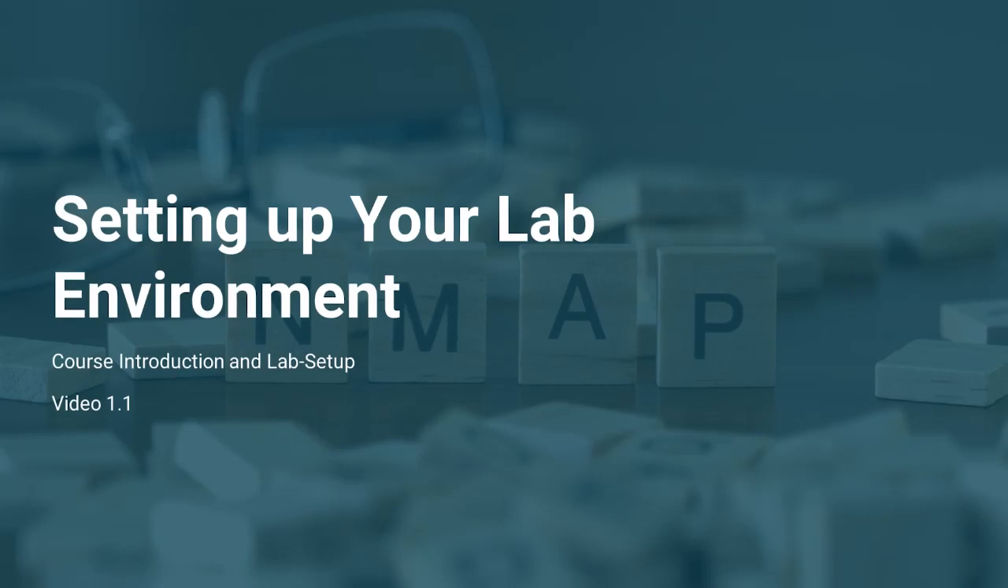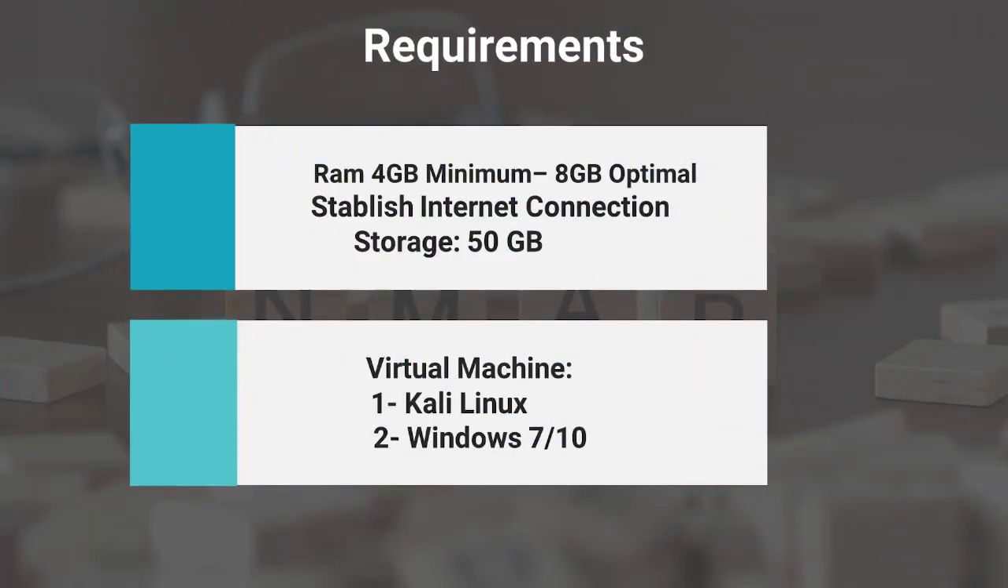This is the first video of Section 1, and we're going to talk about setting up a lab environment and how to configure it. As I mentioned before, there are some requirements for this course. For example, for your system configuration, we need at least 4 GB RAM, or 8 GB is optimal, and also an established internet connection and at least 50 GB of storage on your system.